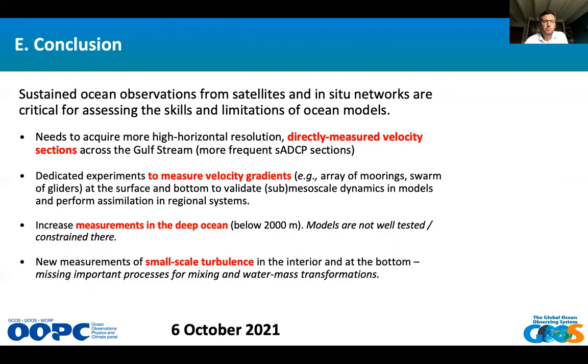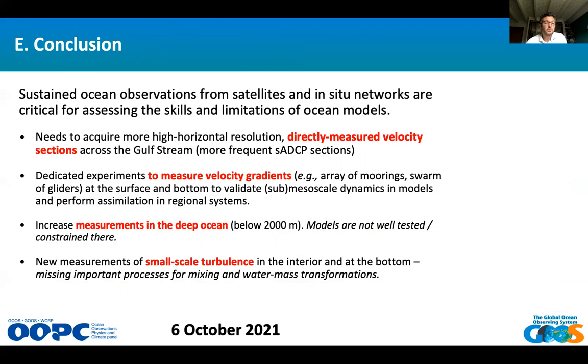So I will just repeat some of the recommendations made in the first talk, especially pertaining to the need for more frequent direct measurements of velocities with high enough resolution in different places of the Gulf Stream. Ideally, also experiments designed to measure velocity and tracer gradients at meso and sub-meso scales, like moving arrays, swarms of autonomous instruments, will be very useful to better understand and evaluate the meso and sub-meso scale properties of turbulence in the models. I will also stress again the need to measure what's happening in the deep ocean below 2,000 meters, where many things are happening, but models are really loosely tested and constrained.